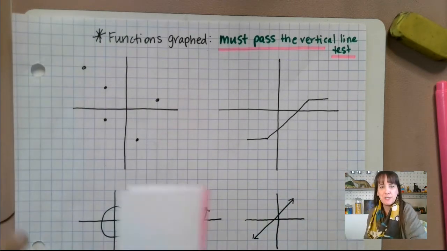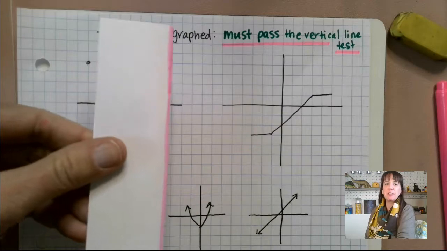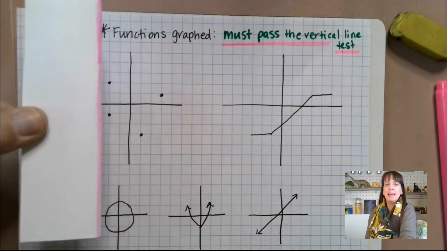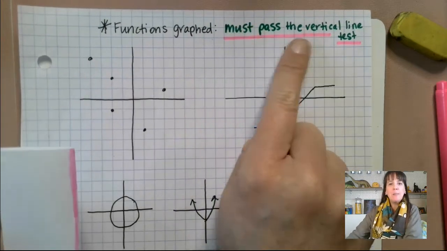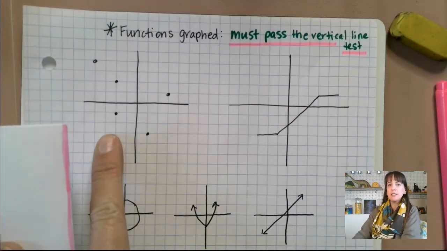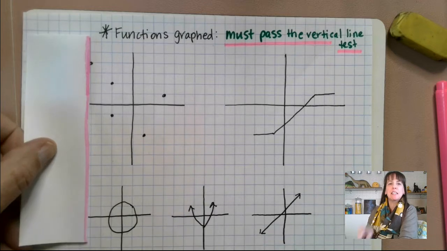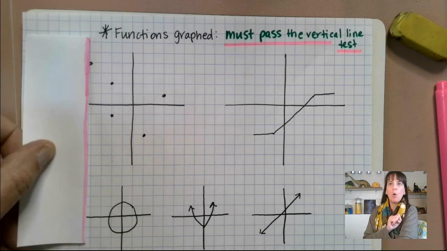Okay, I had to pause it for a second so that I could get my vertical line. So this is my vertical line. You'll see I just folded a card in half and I've identified my vertical line as this pink line. So it must pass the vertical line test. So let's take a look at this first function here. This means it can only go through the function at one point.